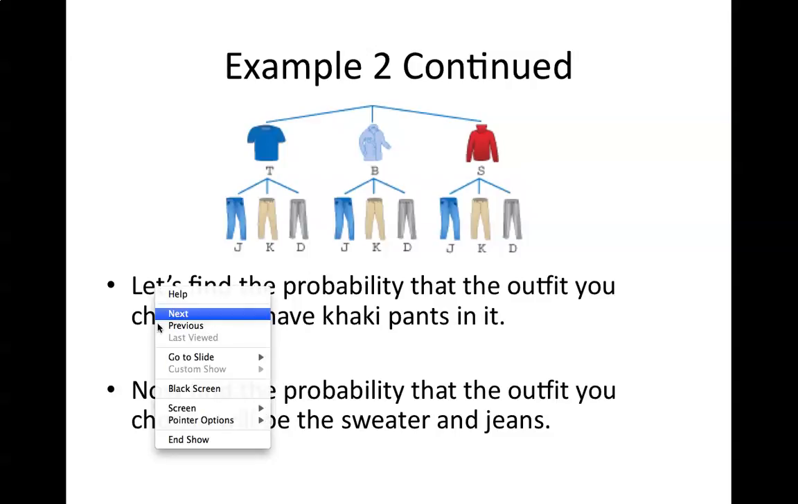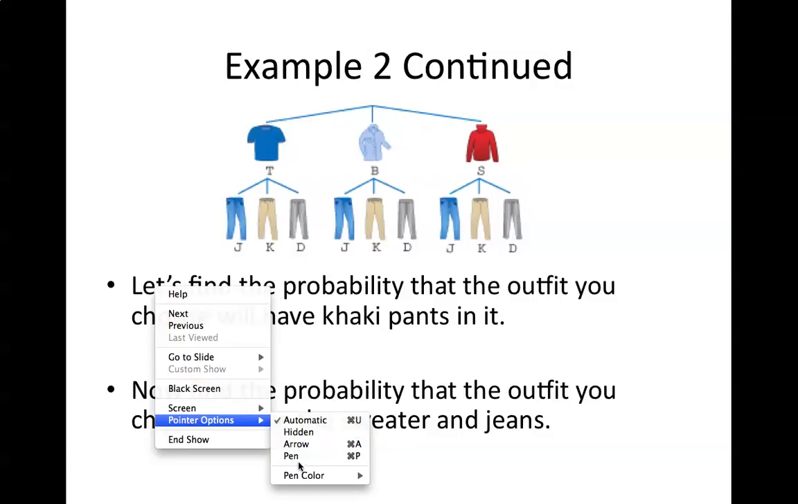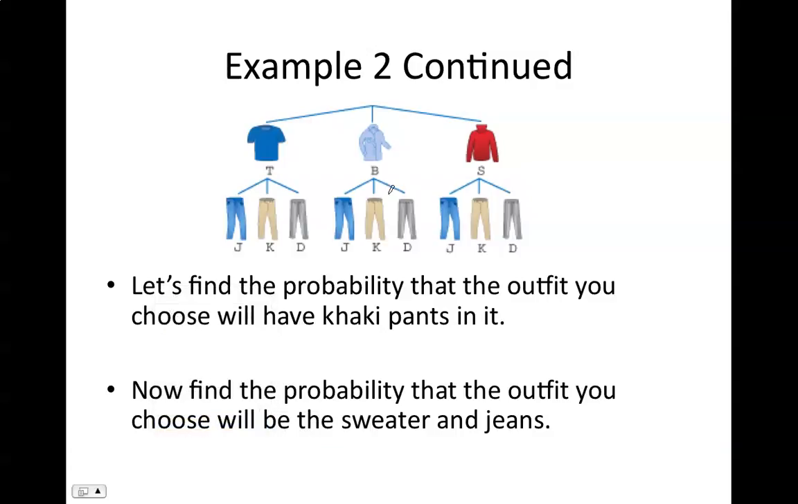Now we have our tree diagram, let's go ahead and look at the questions. Let's find the probability that the outfit you choose will have khaki pants. Well, we need to look at the different outcomes in the tree diagram. We could wear a t-shirt with khakis, we could wear the button-down with khakis, or we could wear the sweater with khakis. So I have 1, 2, 3 favorable outcomes in which I would have khaki pants.